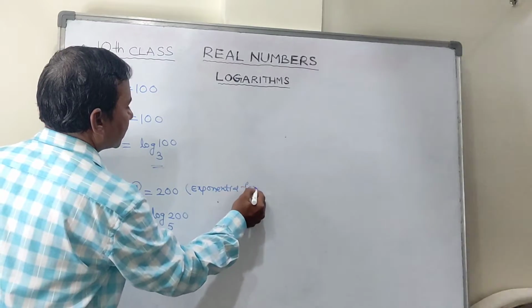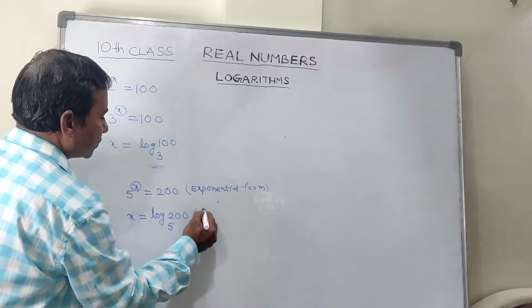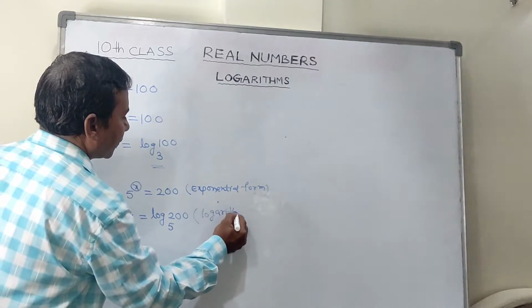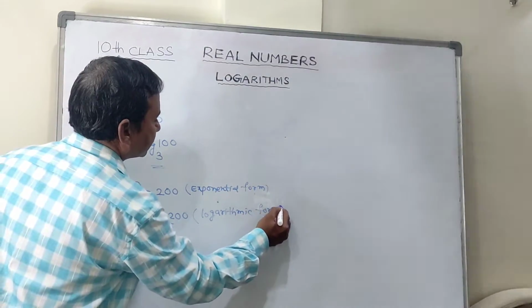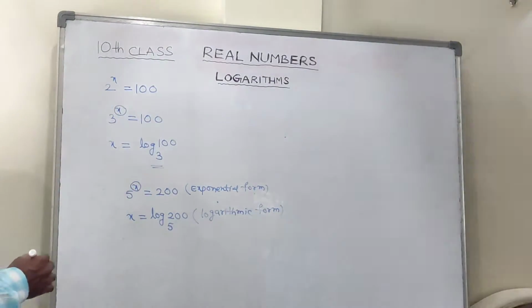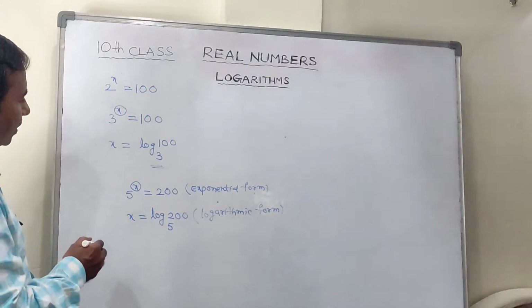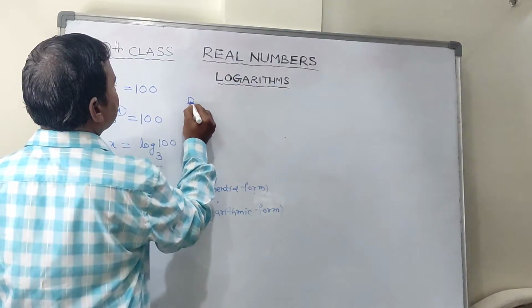This is called exponential form, whereas whenever logarithm is used, we call it logarithmic form. Clear? Exponential form and logarithmic form. So, by observing all this, let us conclude the definition.